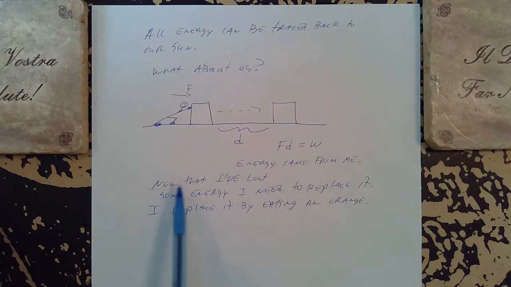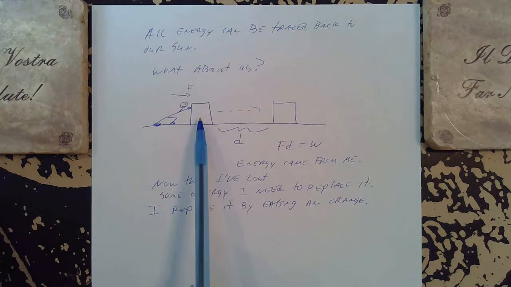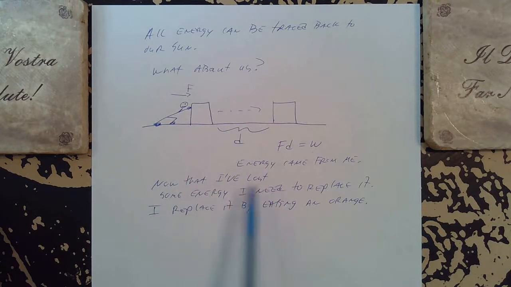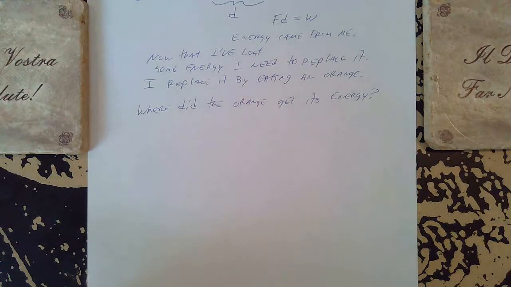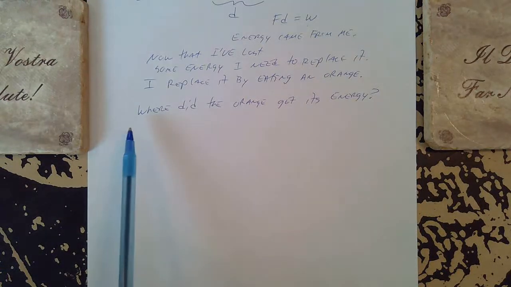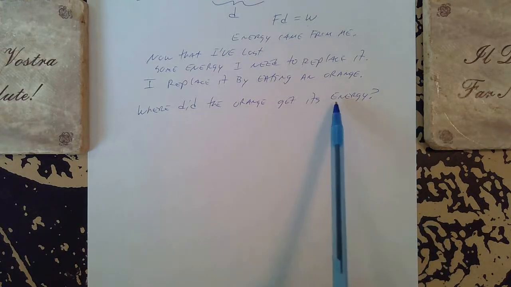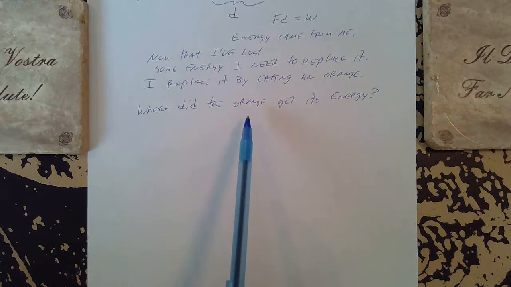All right. So, because I had to use some energy to do some work, to apply a force, to move this box a certain distance, I've lost energy. I need to replace it. In order to replace it, I do it by eating an orange. So now the obvious question is, where did the orange get its energy? Well, if we think about it for a minute, oranges come from trees.